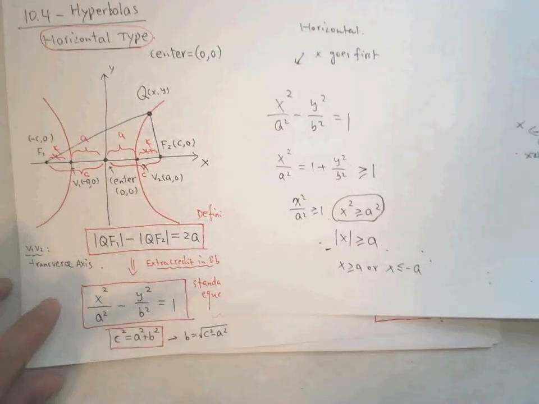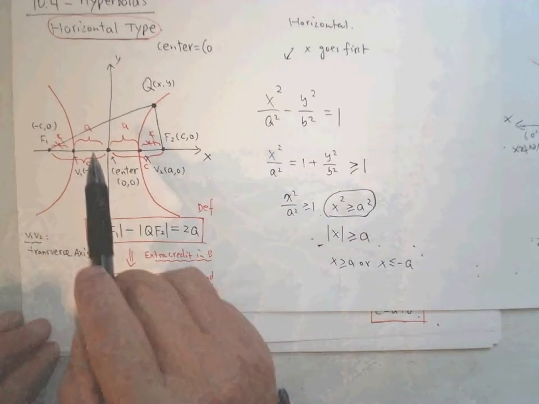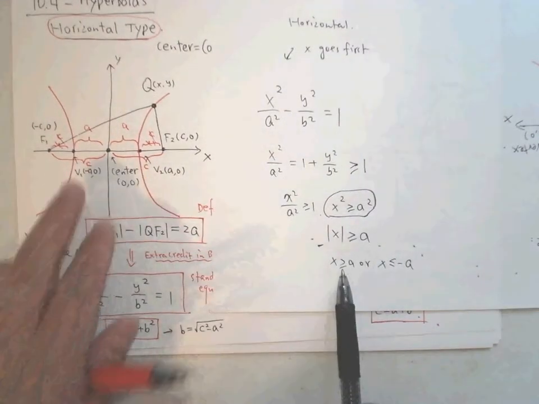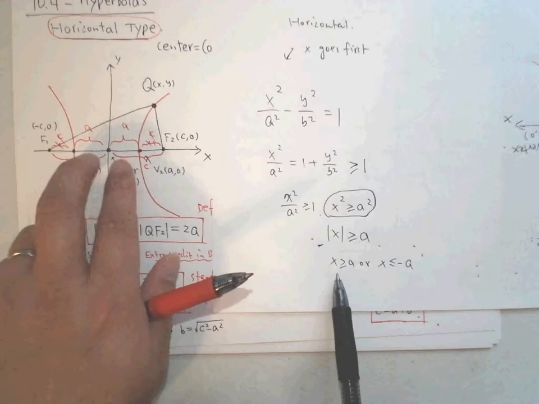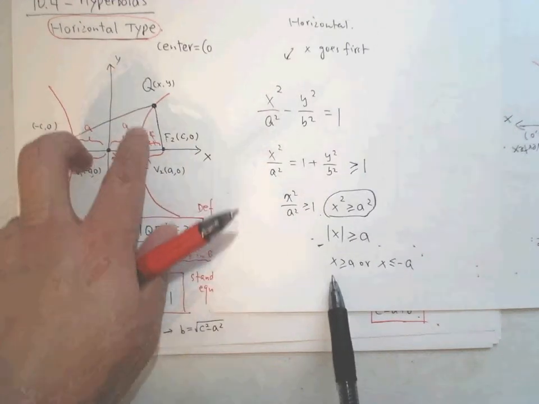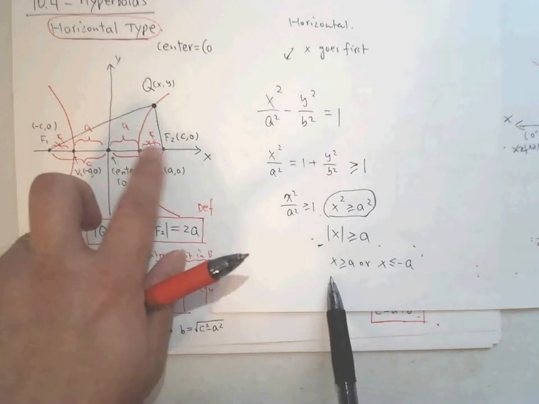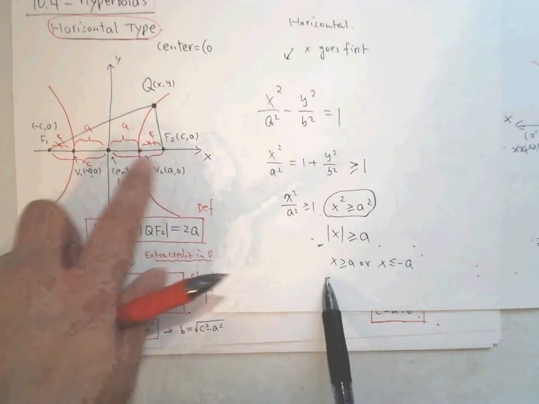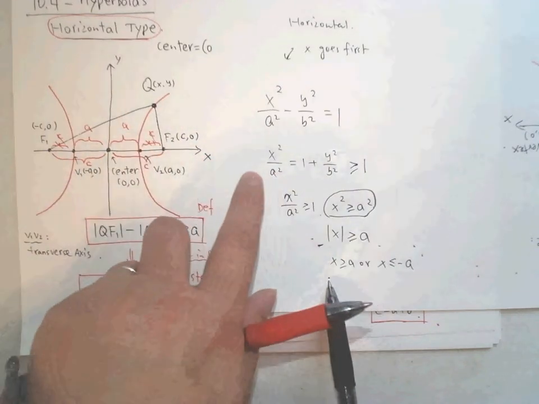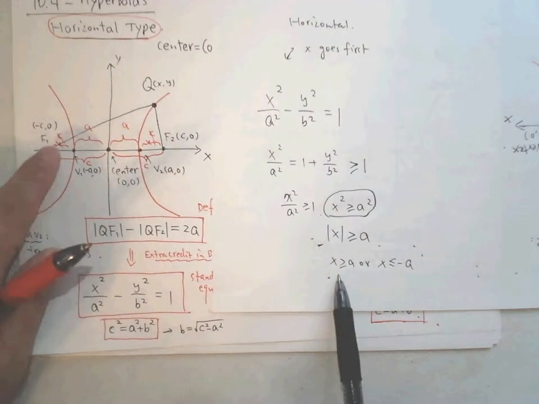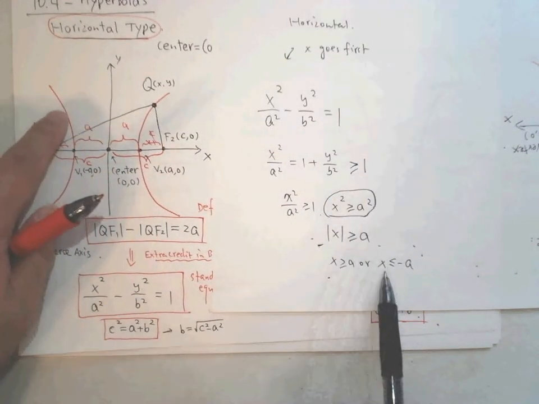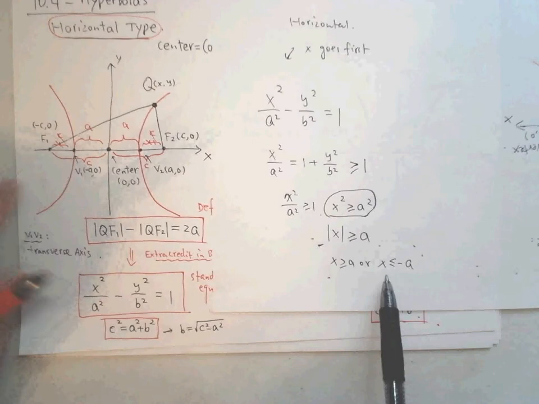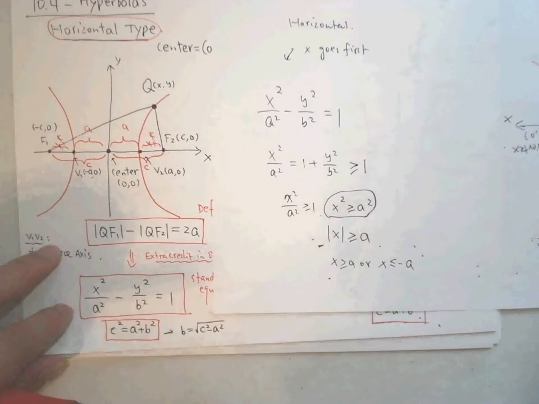And this means either x greater than a or x less than negative a. Is this true? In the middle, x cannot take any value. All the points on the graph for x are either on the right branch, where x is greater than or equal to a, because it's on the right side, or on the left branch, where any point's x coordinate should be x less than negative a. Okay, have you got this?